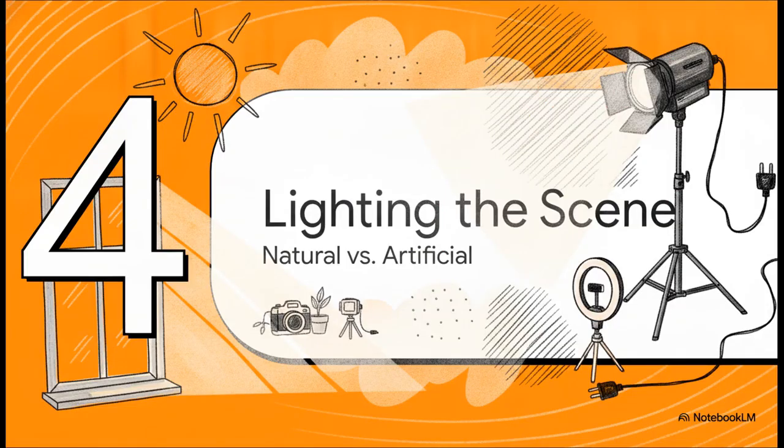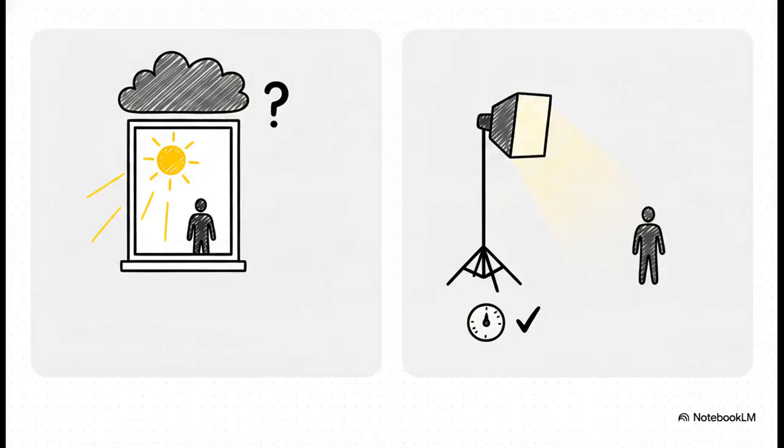All right, Section 4, Lighting the Scene, Natural versus Artificial. So, after camera movement, let's explore your most powerful tool for establishing mood and visual consistency, lighting. As an independent student filmmaker, you're constantly going to be weighing these two options.